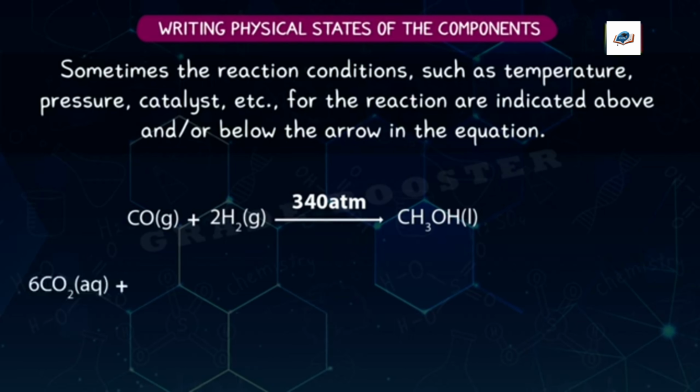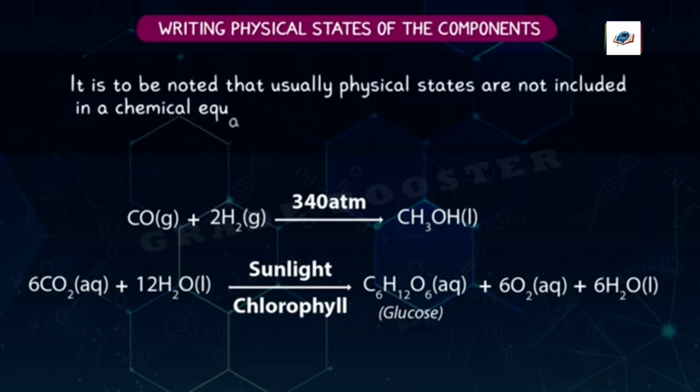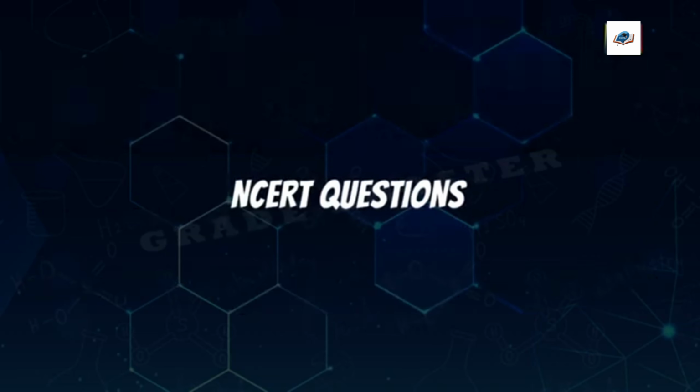In the same way, in the next reaction 6CO2(aq), that is aqueous, plus 12H2O(l), that is liquid, gives rise to C6H12O6(aq), that is glucose, plus 6O2(g) plus 6H2O(l), liquid. So this reaction takes place in presence of sunlight and chlorophyll. These things are mentioned above and below the arrow mark. It is to be noted that usually physical states are not included in a chemical equation unless it is necessary to specify them.